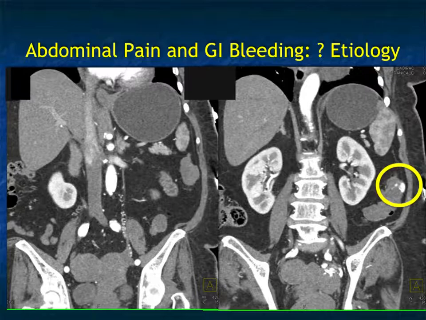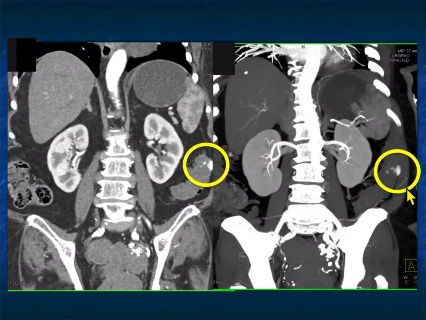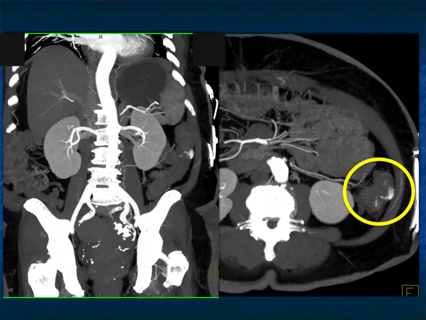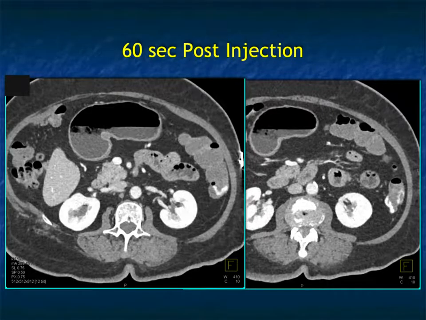Now, what about this case? Abdominal pain and GI bleeding. Well, you see a site of bleed and it kind of looks like it should fit into a diverticulum. There it is again shown on the coronal views as well as on the MIP imaging. And again, you could see it on the MIP from below very nicely, showing you the appearance of what is active bleeding from a diverticulum.